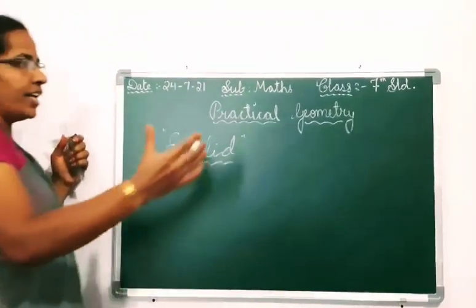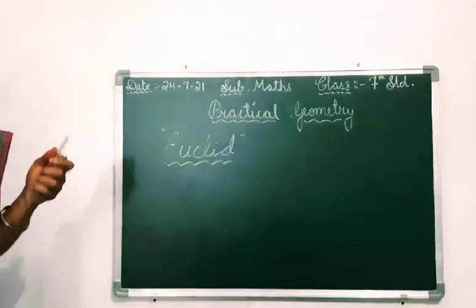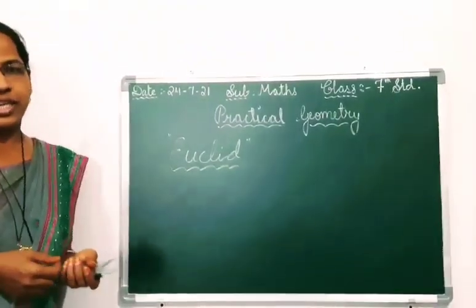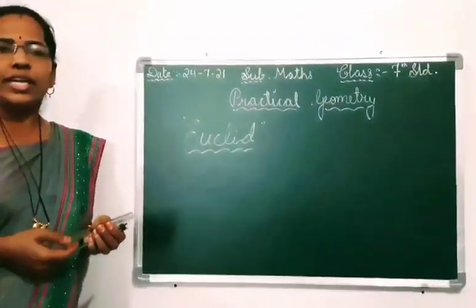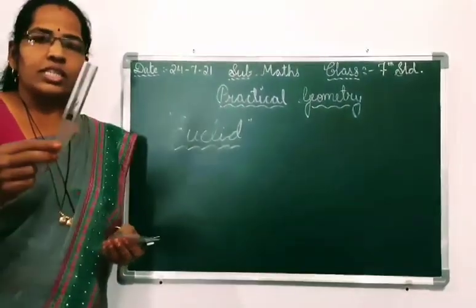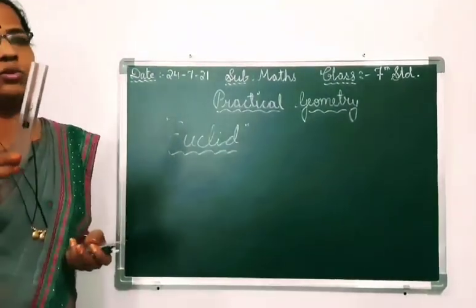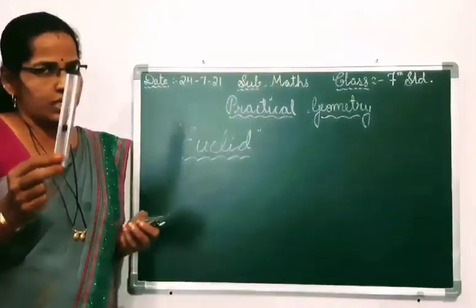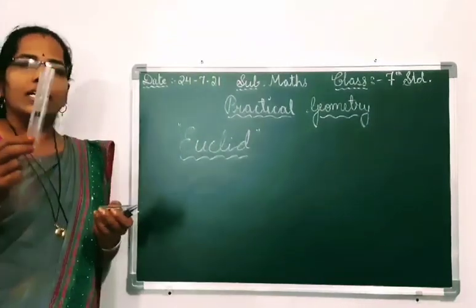When geometry comes to our mind, we can easily remember the compass box. In the compass box, many instruments are there. Already you have used all the instruments, and once again I will show you which instruments are in the compass box. See children, this is the ruler or scale. We use this for constructing a straight line. This is also known as a scale.